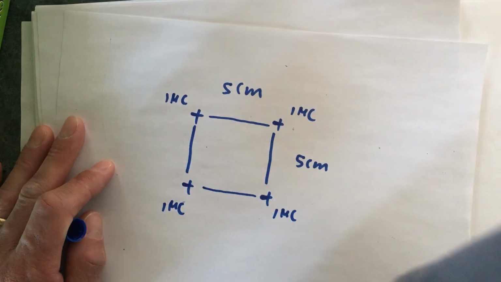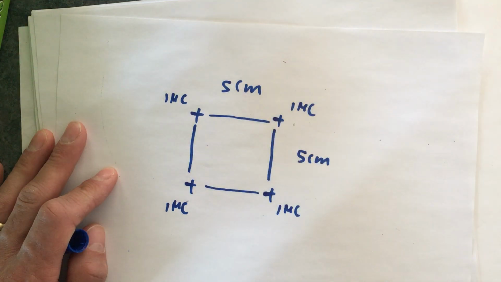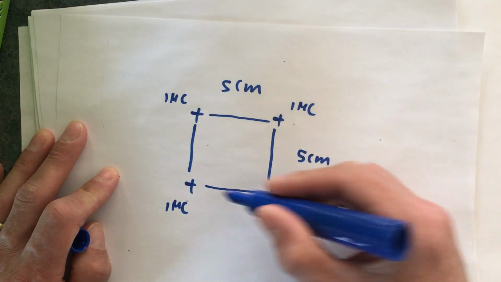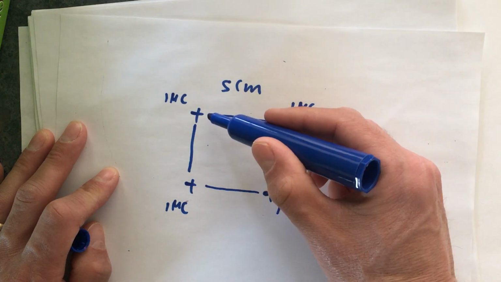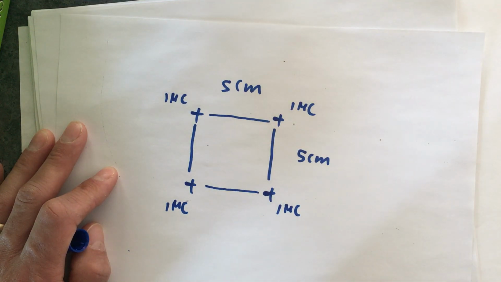Well, they can't all be 5 centimeters apart from each other. They're arranged in corners of a square, and the side length of the square is 5 centimeters. And the question is, if I have four charges of equal value, all arranged on the corners of a square, what is the force that one charge is going to experience?